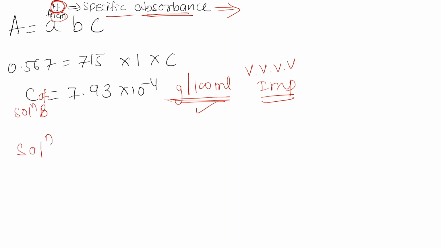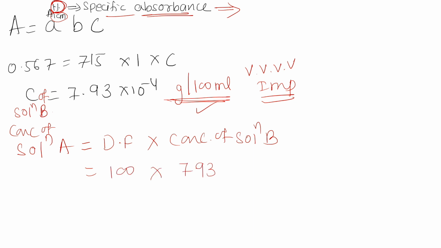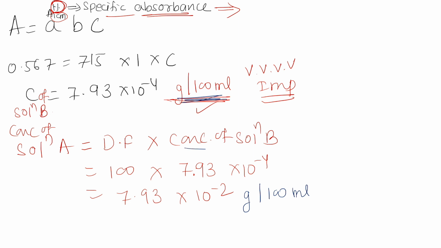Now, concentration of solution A is equal to dilution factor multiplied by concentration of solution B. Okay, so what is the dilution factor here? We have calculated, that is 100, right? So 100 multiplied by 7.93 into 10 raised to minus 4, and here this is coming out to be 7.93 into 10 raised to minus 2. Right, and what is the unit here? Again, unit will remain the same. I have not done any changes in the unit. I have just multiplied this concentration with the dilution factor, right? So this is the concentration of solution A.